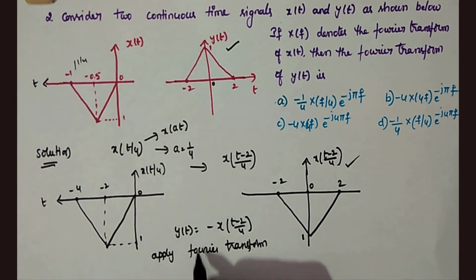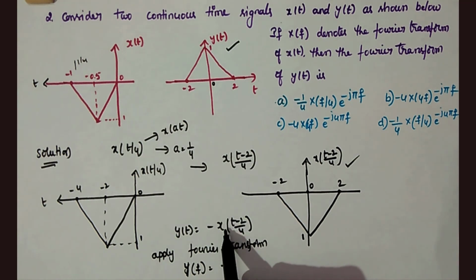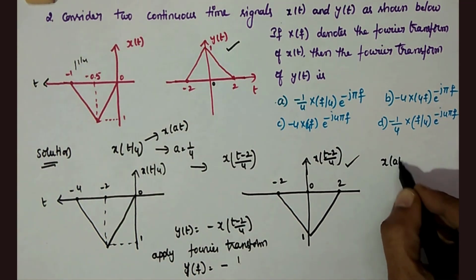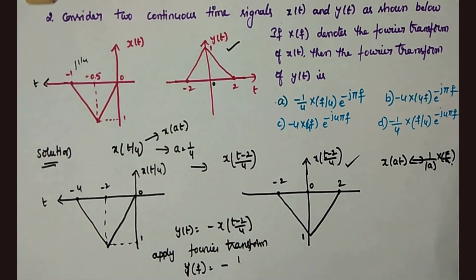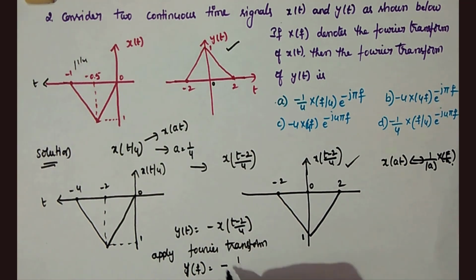If you apply the Fourier transform, the Fourier transform of y of t is y of f. Minus is minus. Then this is x of t minus 2 by 4. Here the scaling factor a is 1 by 4. We have that property: x of a t in Fourier domain is 1 by mod a x of f by a. Here a is 1 by 4, so you get 1 by 4 x of f by 1 by 4.